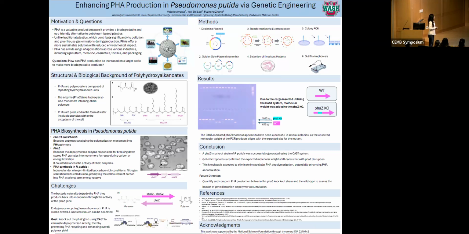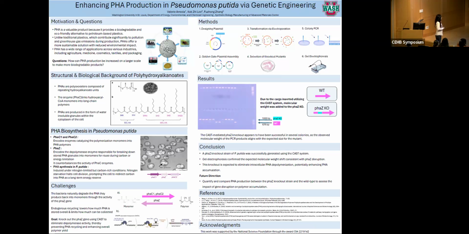So what challenges do we have from this PHA production? Although you can see here we have a good ratio of the PHA granule to the actual putida cell, the depolymerase gene limits how much PHA or bioplastic we can actually collect. Because the bacteria naturally degrade the PHA back into monomers, we need to find a way to knock out this gene, so hopefully we can increase how much polymer we can collect.